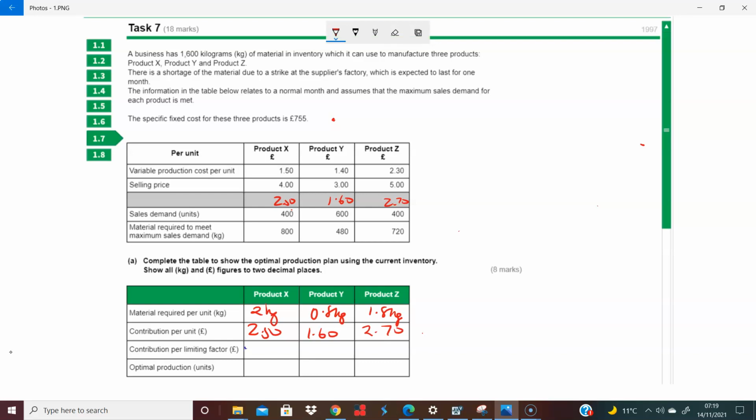So now we can find what the contribution is per kilogram. How much contribution does each kilogram yield? That would be £2.50 divided by 2, which is £1.25 per kilogram. Then you have £1.60 divided by 0.8, which is 2, so £2 for every kilogram of investment. And then you have £2.70 divided by 1.8, which is 1.5, so £1.50 for every kilogram of investment.